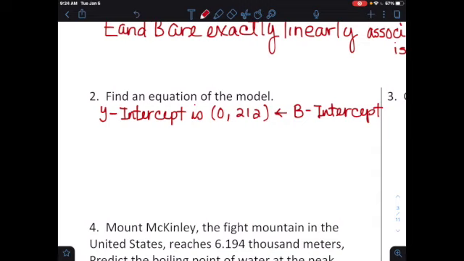So for the equation, it's going to be B equals negative 5.9, that's the rate of change, times E, the elevation, plus 212 degrees. Okay, and that's the equation of the model. The model is what is the situation, the equation for the situation. That's what a model means. All right, on to the next question.